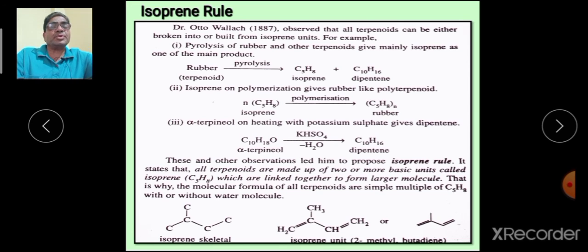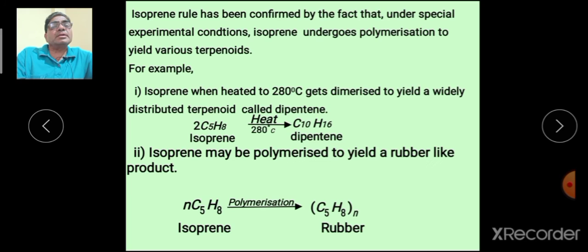This is the isoprene skeleton. This is the isoprene unit: CH2, CCH3, CH, CH2. Or this is the modern way of writing it, where the carbon skeleton is shown. Now the isoprene rule has been confirmed by the fact that isoprene gives dipentene, and isoprene can be polymerized to a rubber-like compound. These are the two reactions.